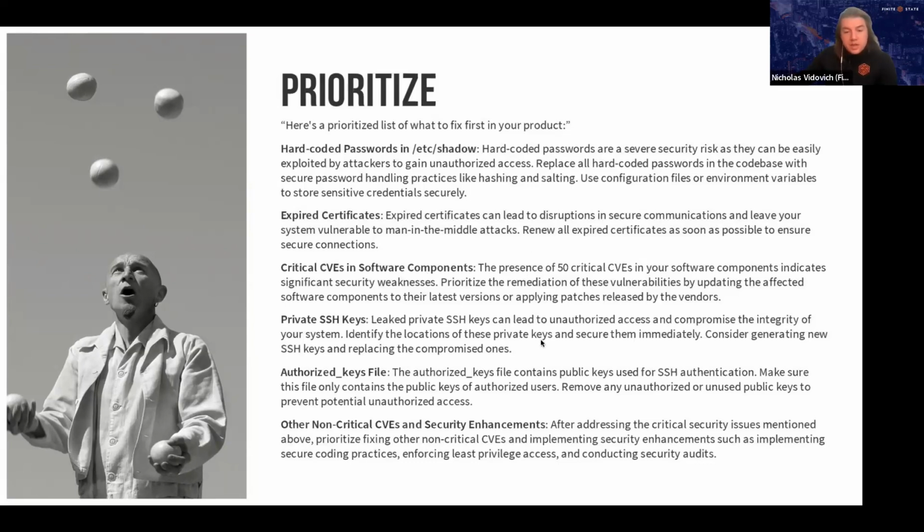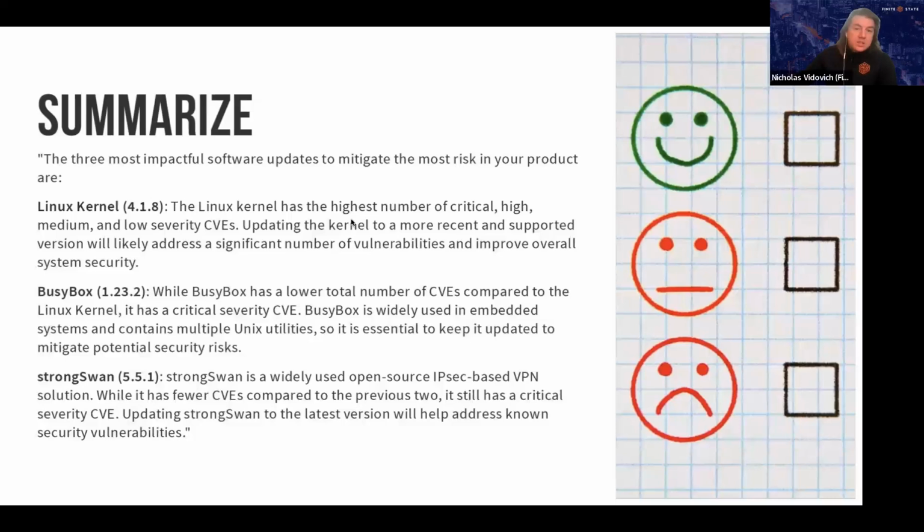So just being able to summarize this and take those steps to improve the security as quickly and immediately as possible, and then what do I do later? Fix these other non-critical CVEs and security enhancements. Summarization: these are the three most impactful software updates to mitigate the risk in your product, for example.